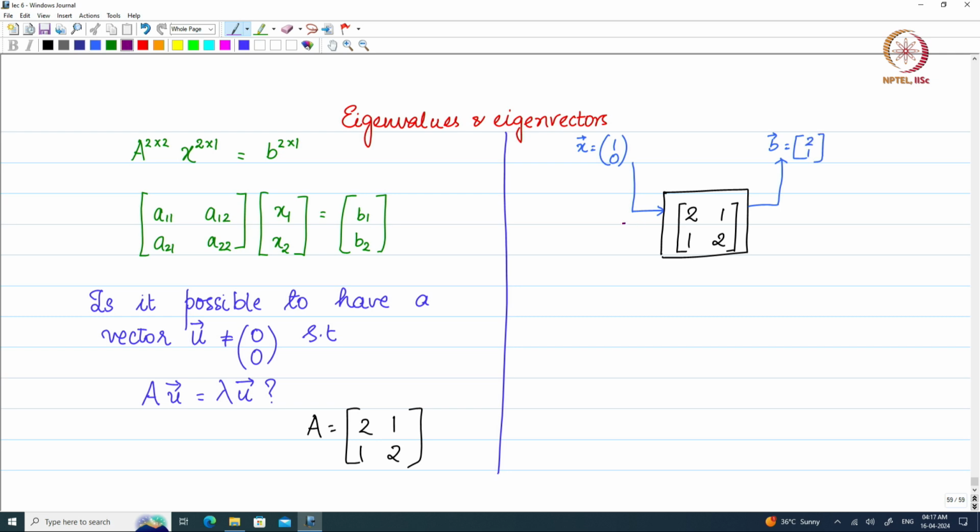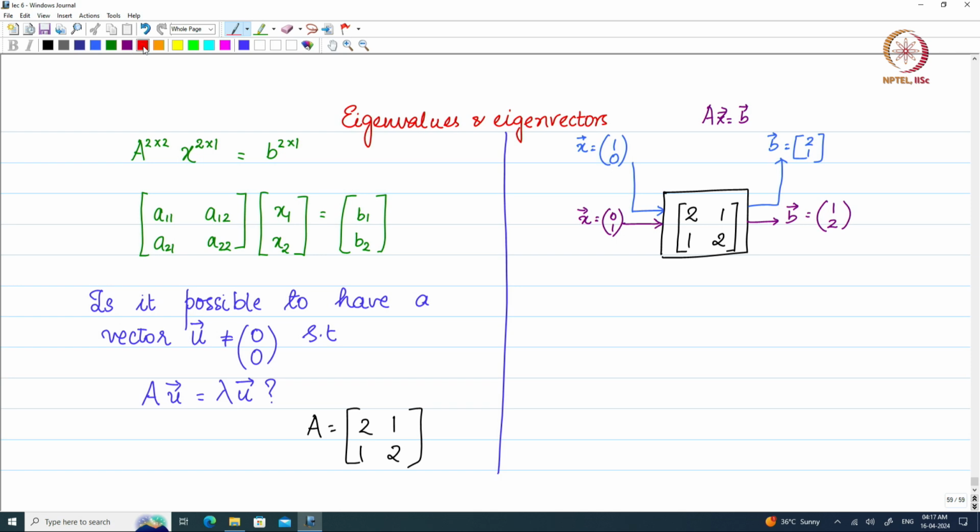Now, let me take the x vector equal to 0 1, and that is going to give me the B vector which is nothing but 1 2. What am I looking at? I am just looking at Ax equal to B, where the vectors x are all on the left hand side and the vectors B are all on the right hand side. So, that is what I am trying to do here.